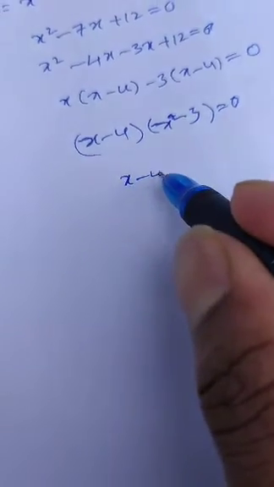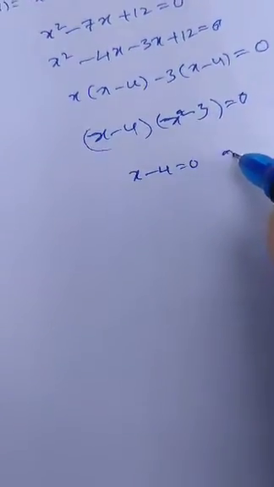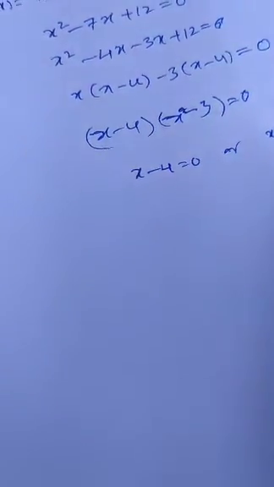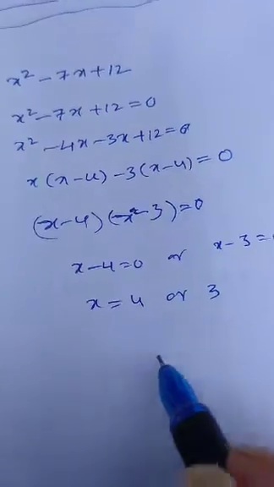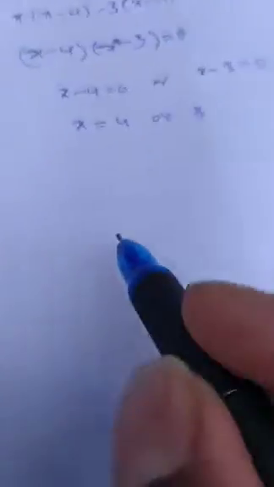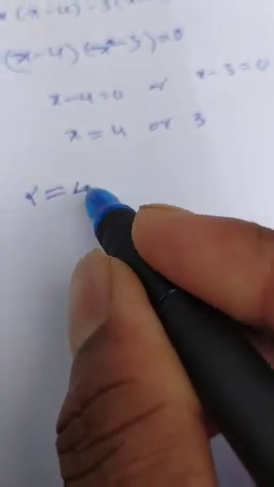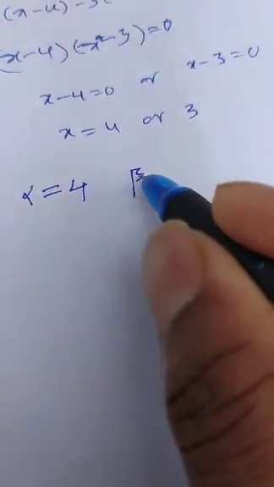So by taking the factors x minus 4 equal 0 or x minus 3 equal 0, you will get x equal to 4 or 3. So here 4 comma 3 are zeros of this polynomial. So ultimately we use alpha for first zero and beta for second zero.